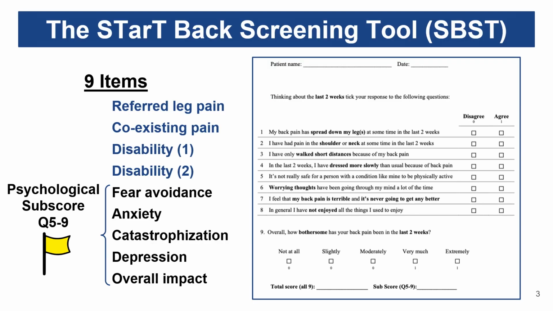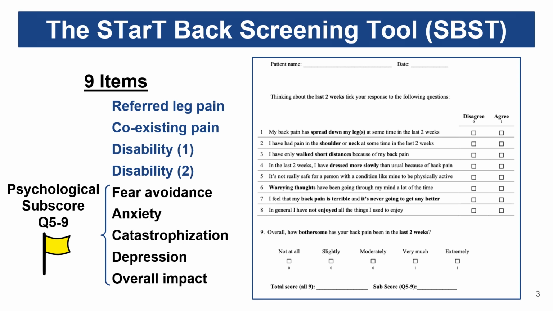One of these approaches uses the STarT Back screening tool, a prognostic stratification tool developed, researched, and validated by Keele University. Administered to patients presenting with low back pain, the tool generates a total score and psychological subscore, which are then used to stratify patients into one of three groups corresponding with low, medium, and high risk of developing persistent low back pain-related disability. The tool is composed of 9 items, each with a possible value of 0 or 1, 1 implying the presence of and 0 implying the absence, adding up to a maximum possible score of 9.